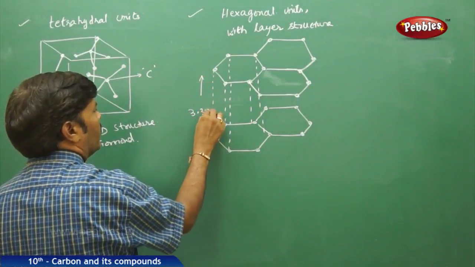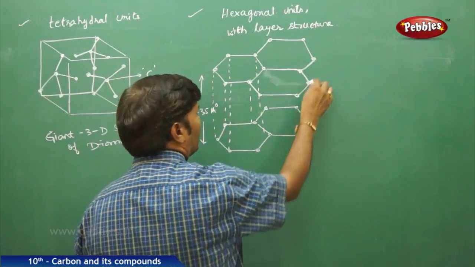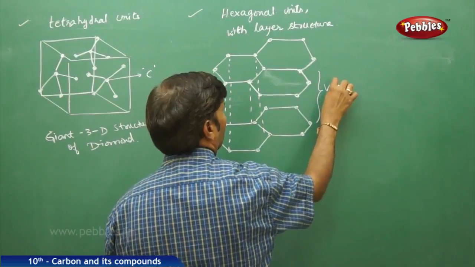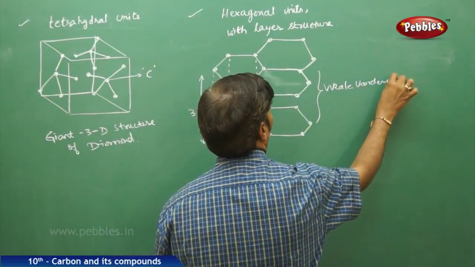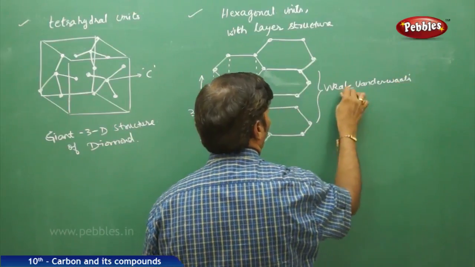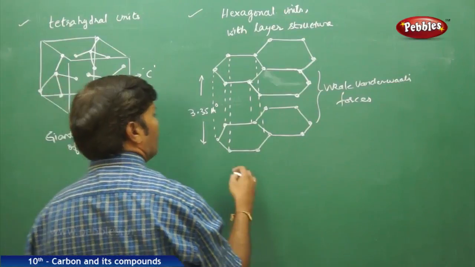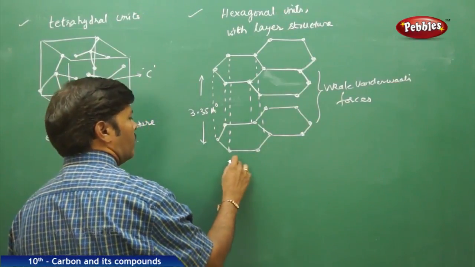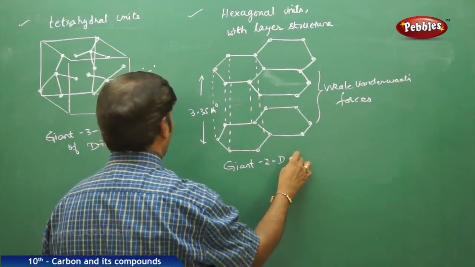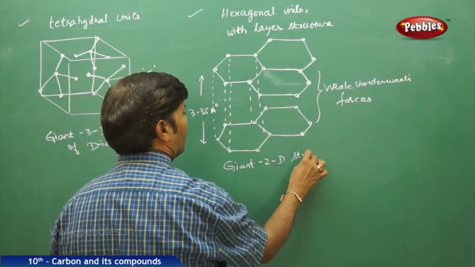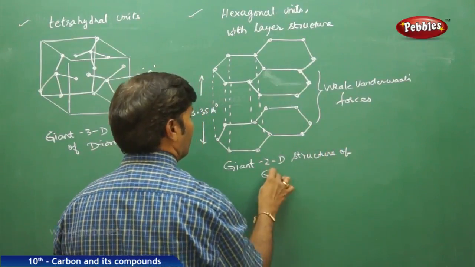The distance between the two layers is given by 3.35 angstroms, and these layers are separated by weak van der Waals forces, and that's the reason this is a giant two-dimensional structure of graphite.